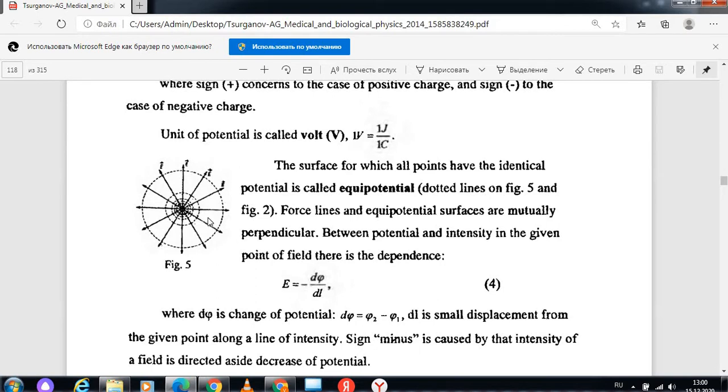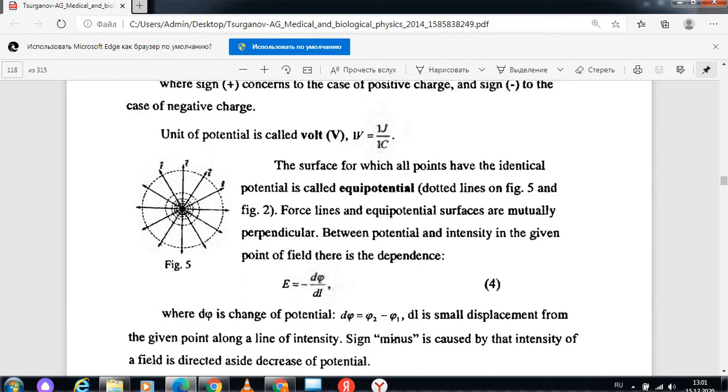Between potential and intensity at the given point of the field, there is a dependence. Yes, there is a dependence between the potential and the intensity of the field, the vector of the field, which is the derivative of the potential. E is equal to d phi on dl. Yes, so it is the derivative of the change of the potential in space. It highly depends on the distance, how it is distributed in space.